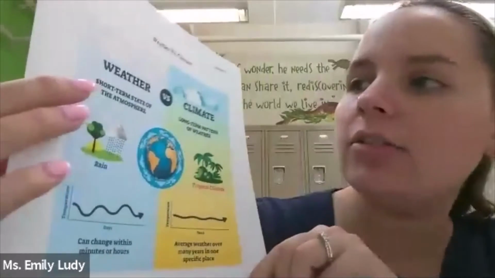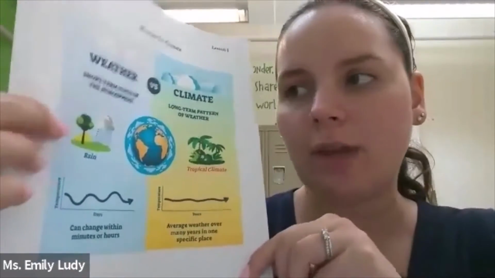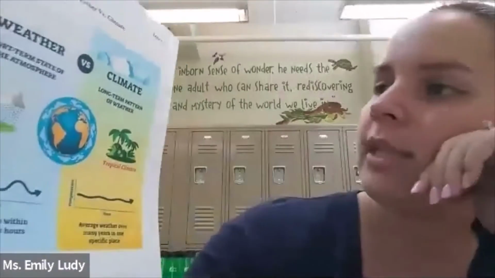Then when you look on the flip side, you look at your climate. As a reminder from your picture here, the weather section says it's your short-term state of the atmosphere. It gives you an example of rain, which is very easy and notable to see: okay, yeah, it's raining, or it's changing. It was clear, now it's raining. Climate, on the other hand, is a little bit different.